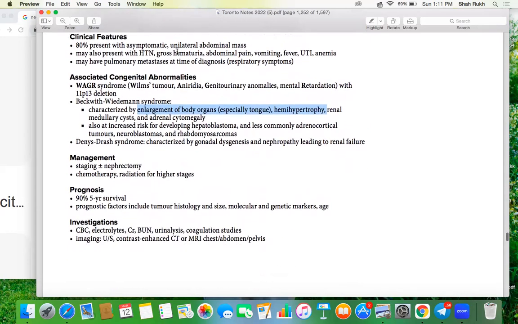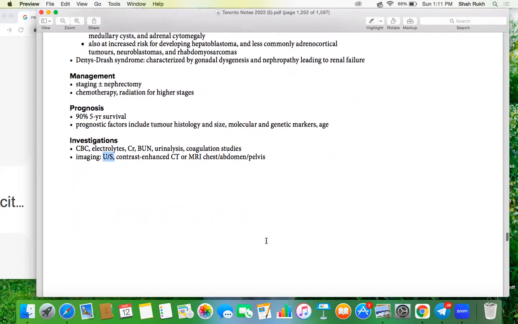Investigations, if they ask you in Wilms tumor, what kind of investigations you are going to do? If the baby is coming with hematuria, you have to rule out other causes of hematuria like post-streptococcal glomerulonephritis or any other tumor. You cannot just label it Wilms tumor because hematuria is present. It's kind of a diagnosis of exclusion. Then on the basis of that, you are going to do an ultrasound just to confirm your diagnosis, then contrast enhanced CT or MRI of the chest, abdomen, and pelvis. You have to do the CT scan of the abdomen, but it is very unlikely you do a CT scan in pediatrics.